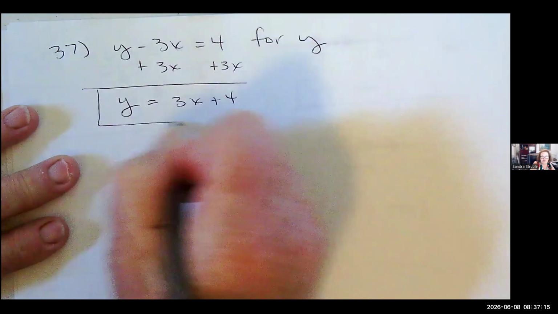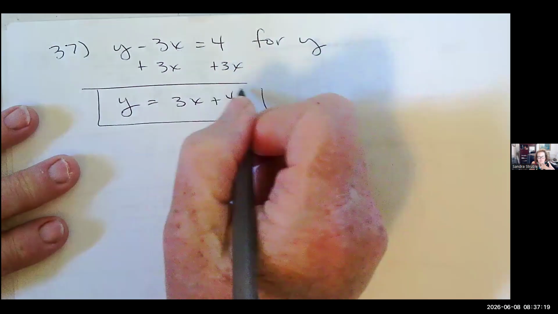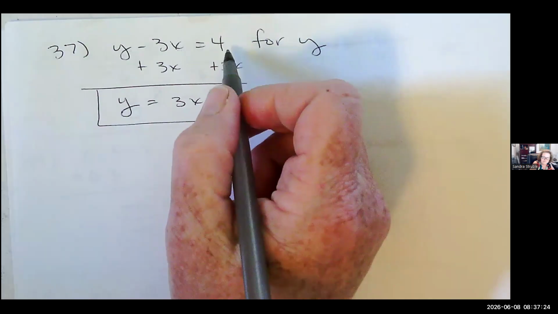Please don't make this 7x. That would be wrong. You can't combine these. They're not like terms. The only way you can combine them is if the 4 had an x as well. Go to 38.